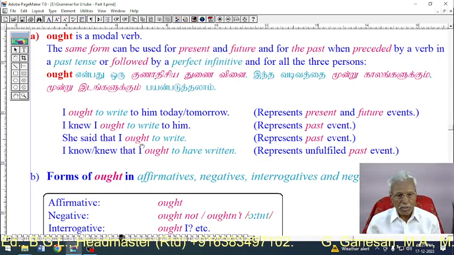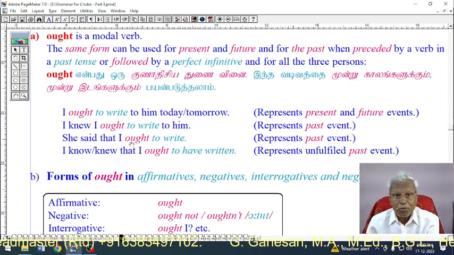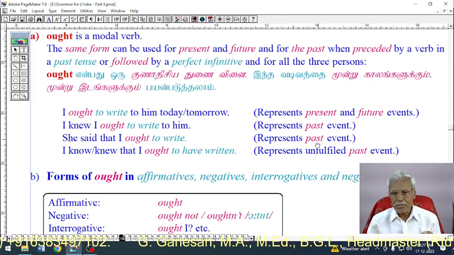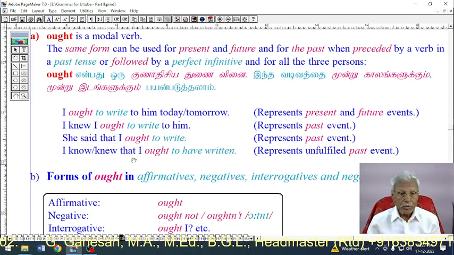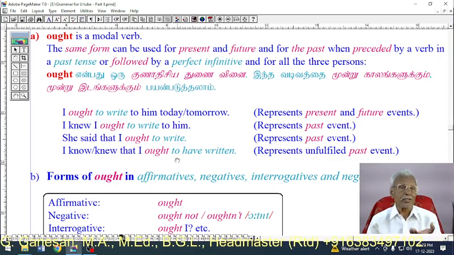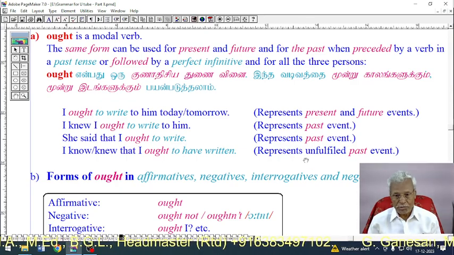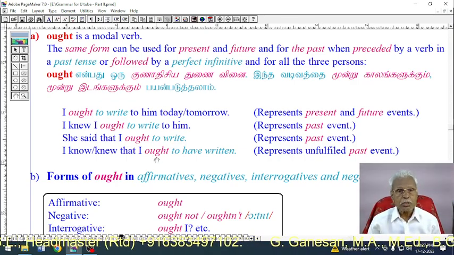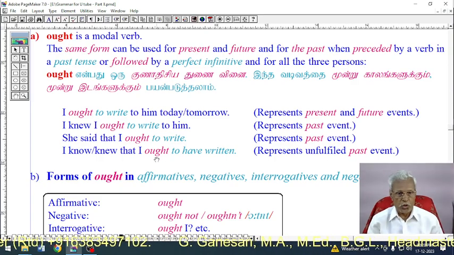She said that I ought to write. Here ought to is used in past form, because it is preceded by said. It represents a past event. I knew that I ought to have written. Here ought represents an unfulfilled past event. That's all.